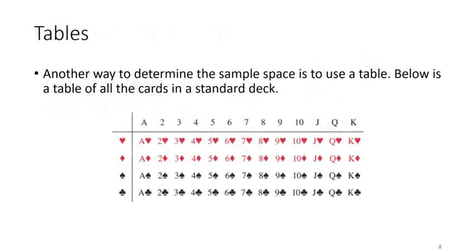Another way to determine the sample space is just to use a table to essentially show all of the possible outcomes and then use that table to find the outcomes of interest. Here we have a table of all the cards in a standard deck of cards. There are a total of 52 cards in a standard deck. We're going to use these to answer some questions.